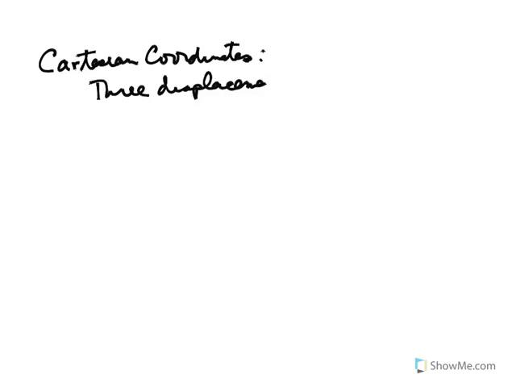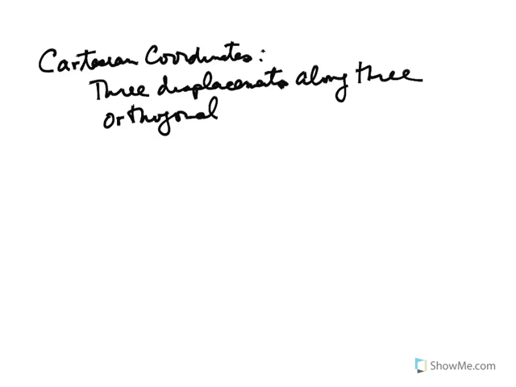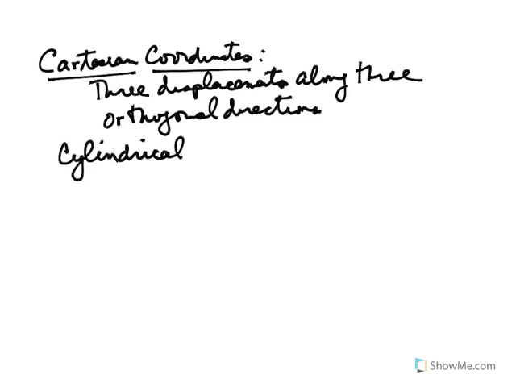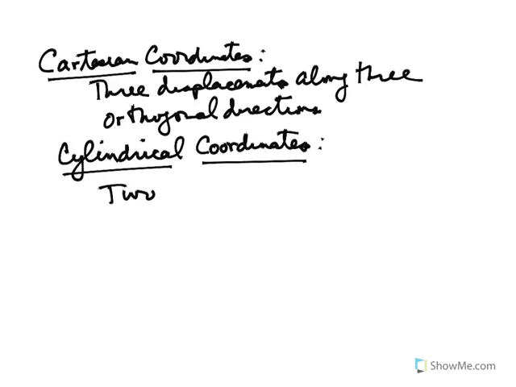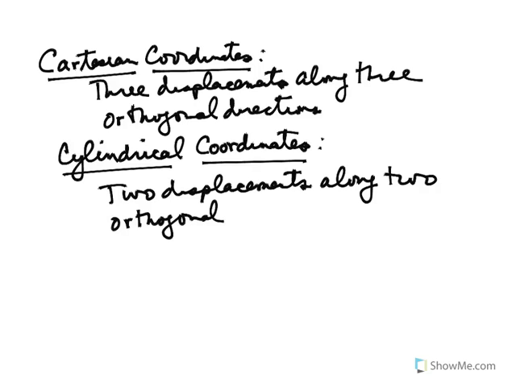So let's go through this. Cartesian coordinates are defined by three displacements along three orthogonal directions. That's the first one. Second one is cylindrical coordinates. They are defined as two displacements along two orthogonal directions and an angle.